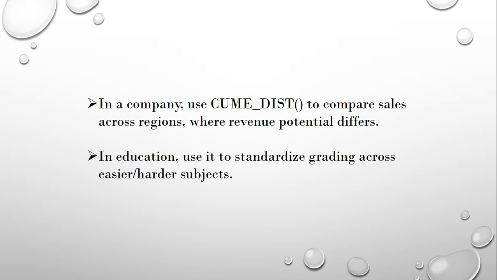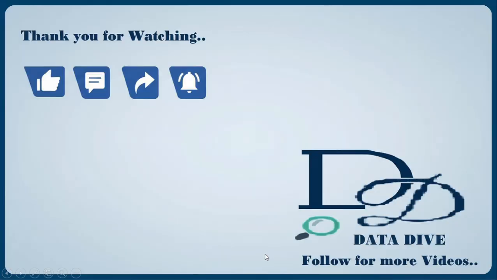In a company, we use cumulative distribution to compare sales across regions where revenue potential differs. In education, it is used to standardize grading across easier or harder subjects. That's all for the distribution functions today.